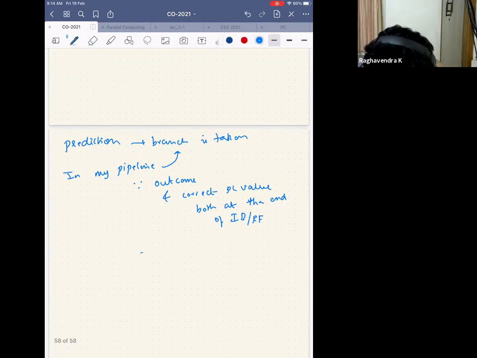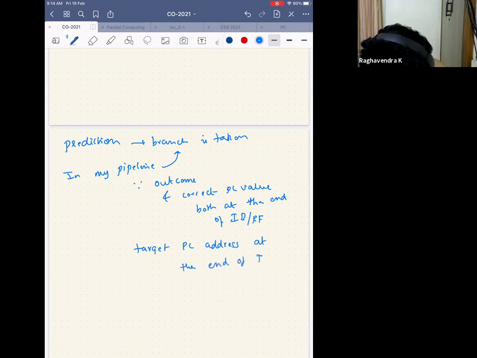So if the correct PC value, or the target PC value, I can't even say correct PC value. So I know the target PC address at the end of the instruction decode register fetch stage, and the outcome of the branch, whether it is right or wrong, at the end of, say, the execution stage.